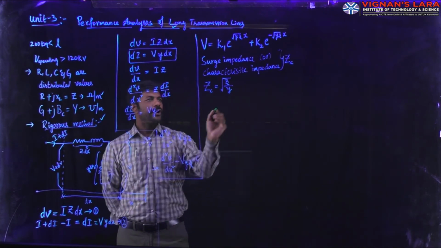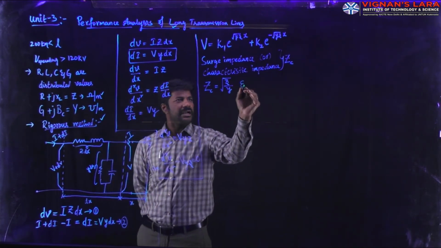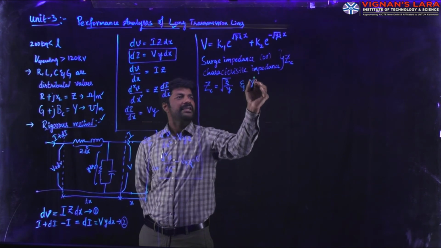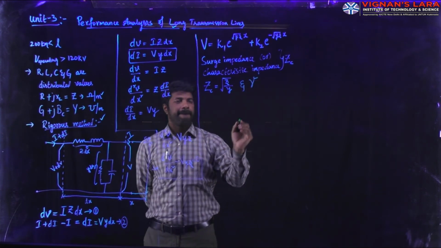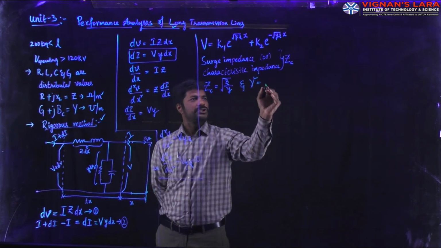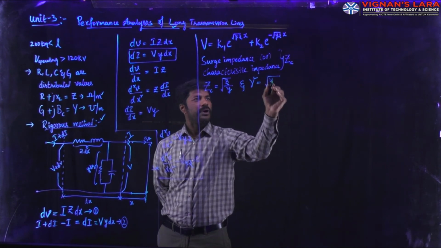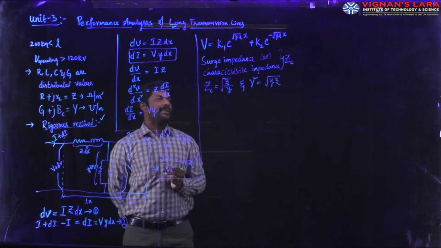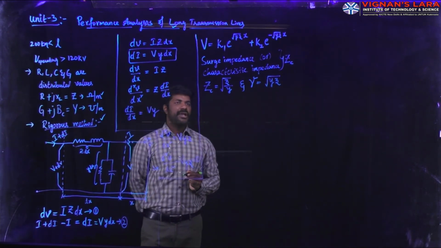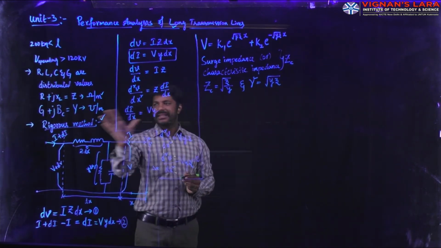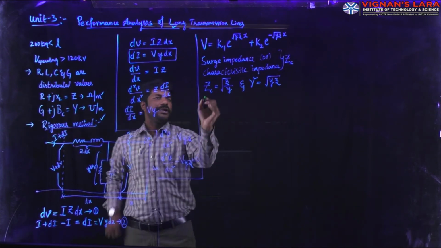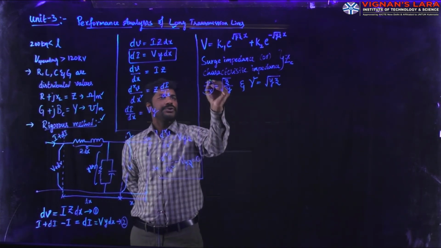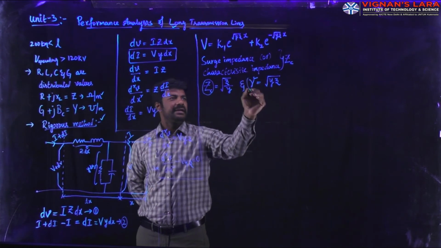And I am also going to introduce one more term called propagation constant gamma, which is equal to the square root of the product of the admittance and impedance, which are defined per meter length. So for this long transmission line, to analyze in the rigorous solution method, I am going to introduce the two terms called ZC and gamma.